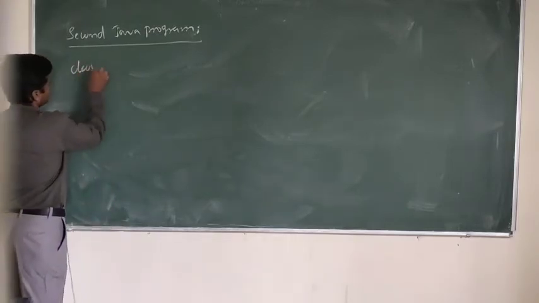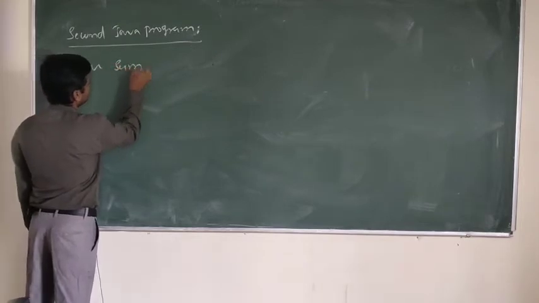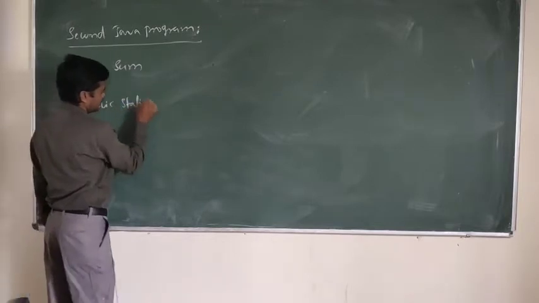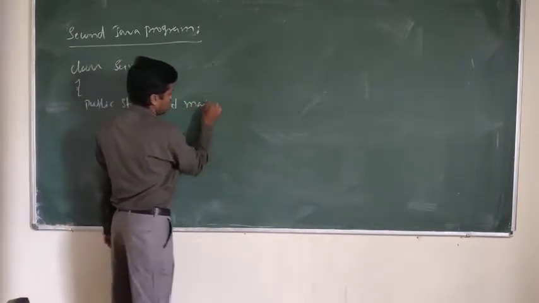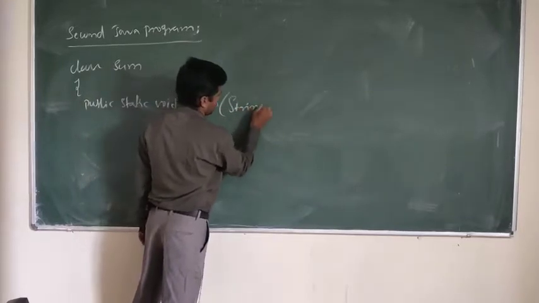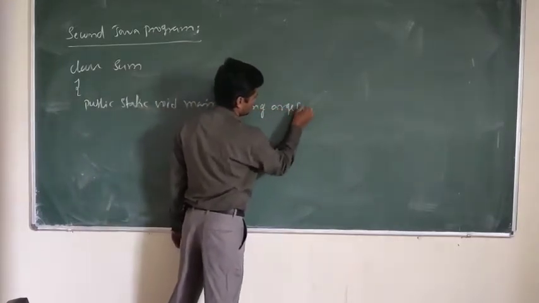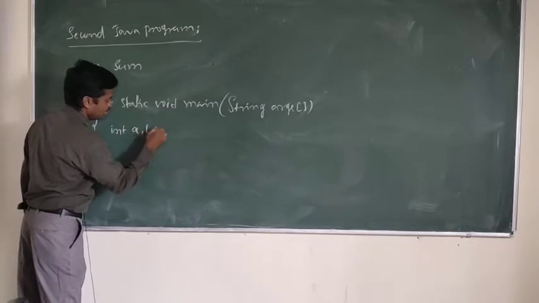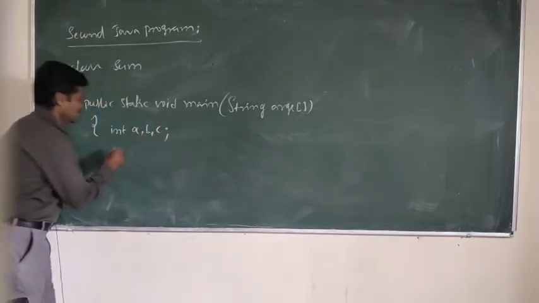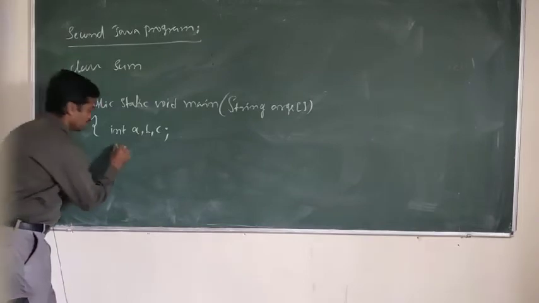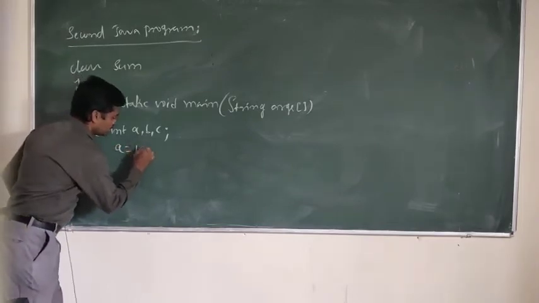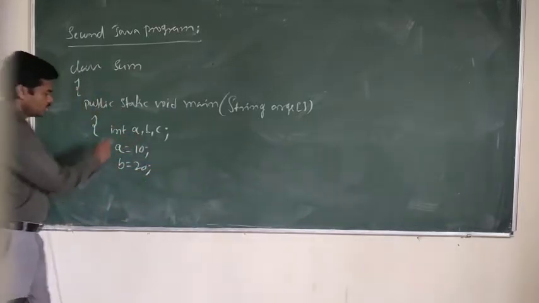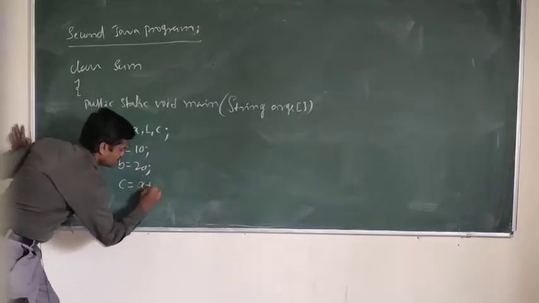So class name, give Sum, then main method: public static void main, String args. Then here take three variables, integer a, b, c. Now initialize the values for a and b. A is equal to, for example, 10, and b is equal to 20. Now add these two numbers into c. Now c is equal to a plus b.